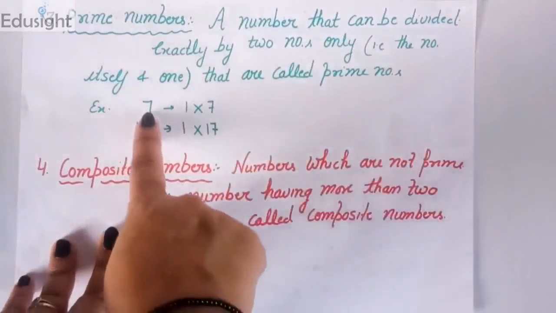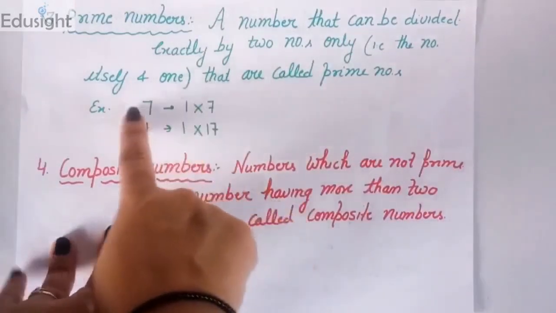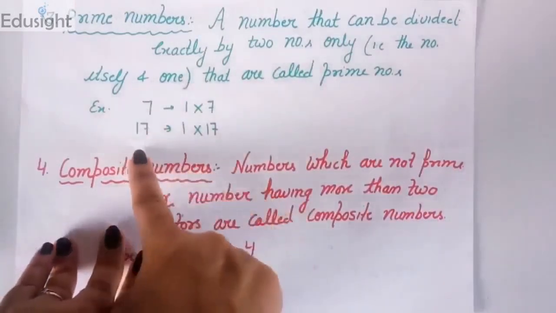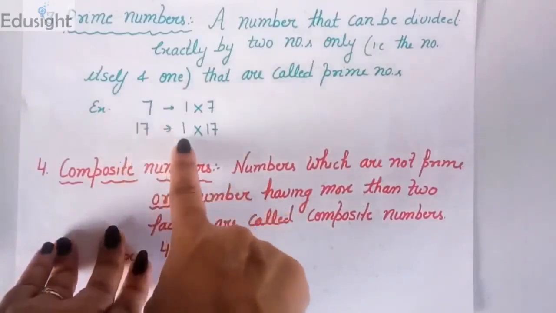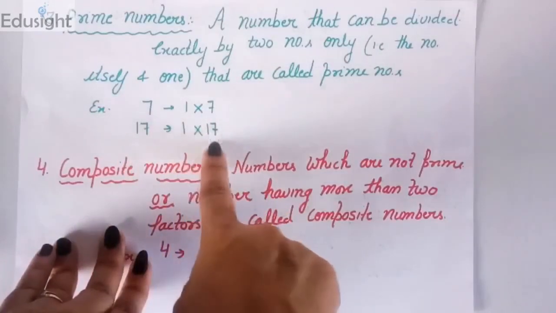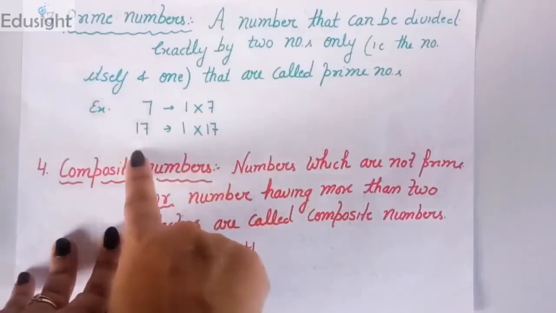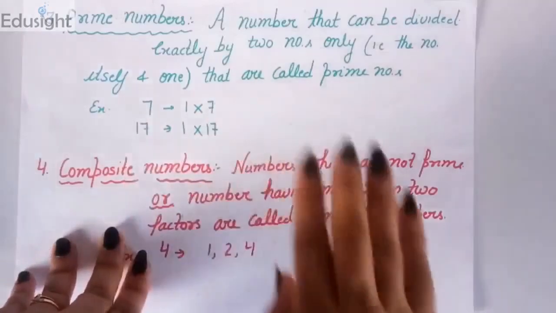So here the factors of 7 are 1 and 7 only. So 7 is a prime number. In the same way 17: two factors are there only, 1 and the number itself. So this is also a prime number.